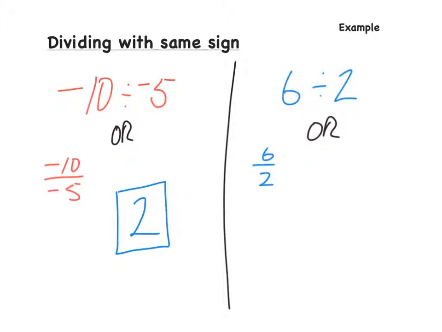Now let's look at the next one. This is a positive 6 divided by a positive 2. This is what we are used to seeing. So what is 6 divided by 2? Or how many times does 2 go into 6? The answer for that is 3. This is a positive 3 because a positive divided by a positive is a positive.